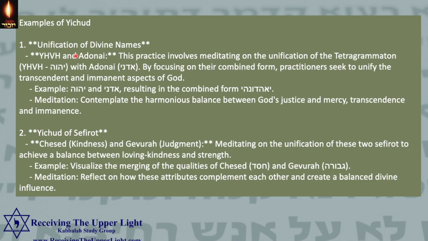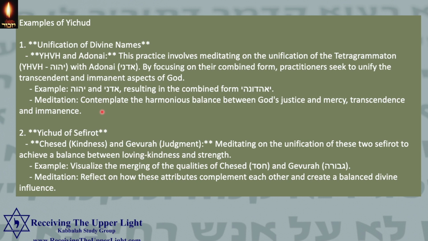Examples of Yichud, you will have the Yoh and the Vahev and Adonai. Once again, this practice involves meditating on the unification of the Tetragrammaton and Adonai by focusing on their combined form. Practitioners seek to unify the transcendent and immanent aspects of God. So once again, you're going to see this form is very familiar, right? It's just like the Yeshuv. The difference is that in the meditation, you're going to contemplate the harmonious balance between God's justice and mercy, transcendence and immanence, but as one, everything as one.